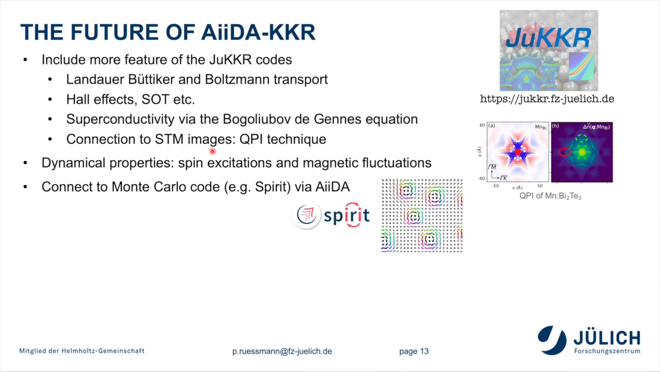We can compute STM images with the quasi-particle interference technique, which gives you such an image, and this might be very useful for experiments to identify the effect or the signatures of different impurities at surfaces, for example. And finally, we want to also do more dynamical properties, get access to spin excitations and magnetic fluctuations, which is possible right now with the KKR package, but not within AiiDA-KKR yet. And eventually, we also want to directly feed our exchange coupling constants back to Monte Carlo codes, for example, the Spirit code directly within AiiDA.